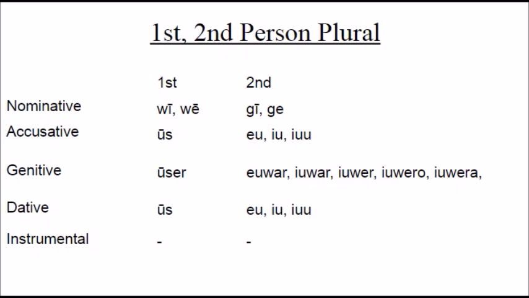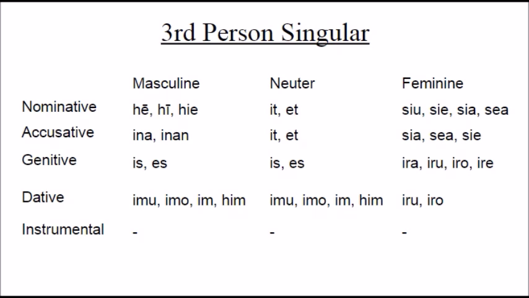First, second, personal plural. We, we, us, user, us, ye, ye, eu, you, you, ewar, ewar, ewer, ewero, ewera, eu, you, you. Third person singular.